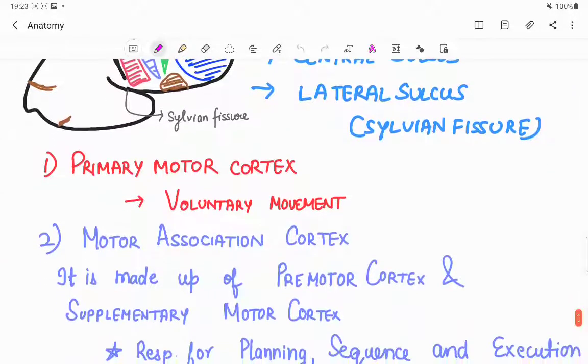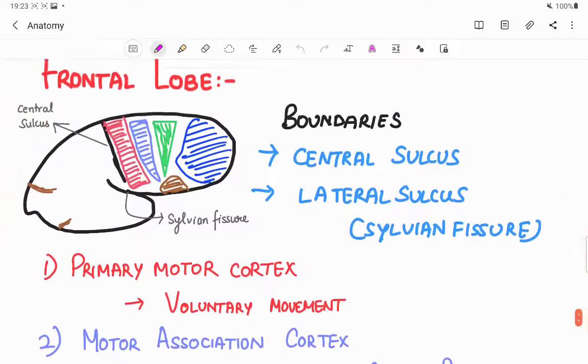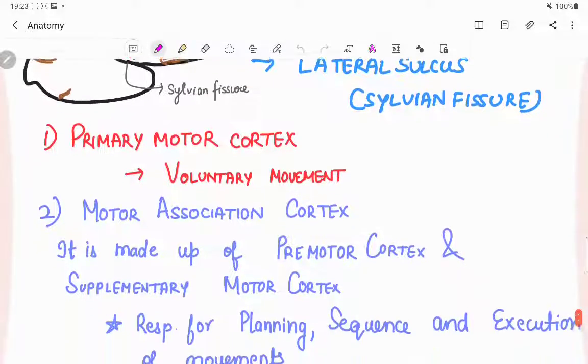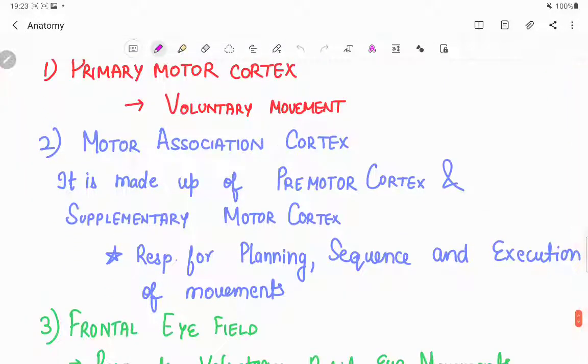All right, so let's move on to the major areas. This area, which is in red color, is called the primary motor cortex. The second one is called the motor association cortex. This one, which is present in blue, is called the motor association cortex, and it is made up of 2 parts, the premotor cortex and the supplementary motor cortex.